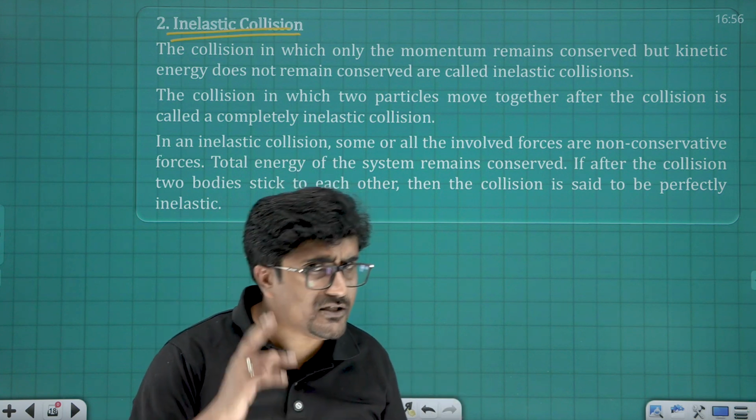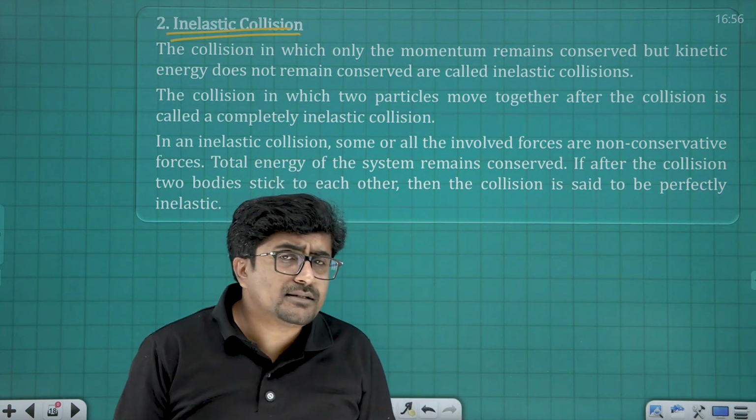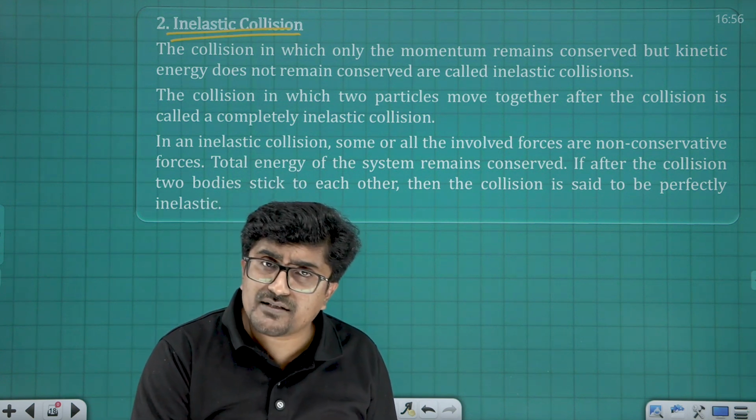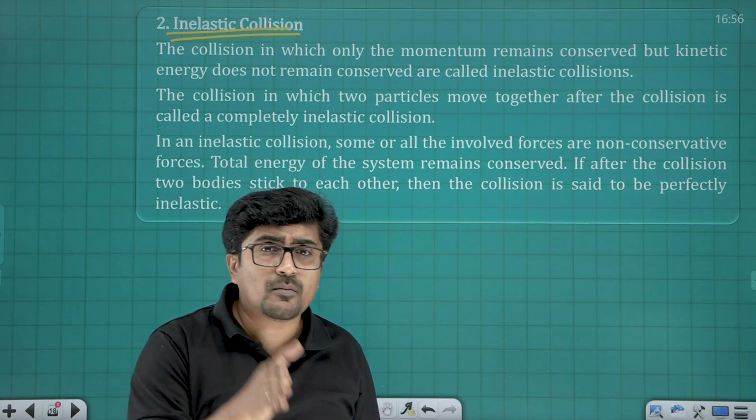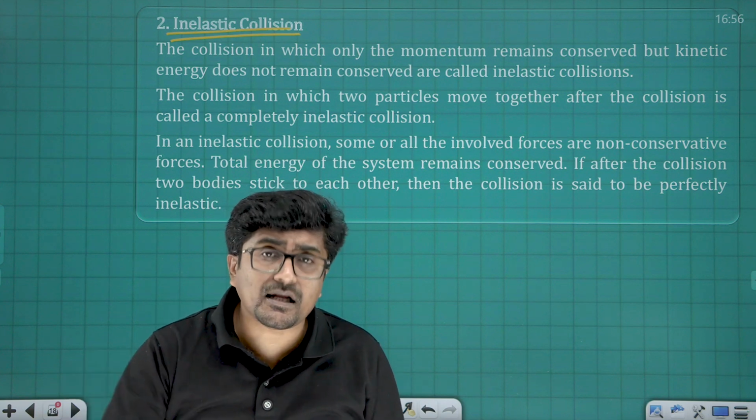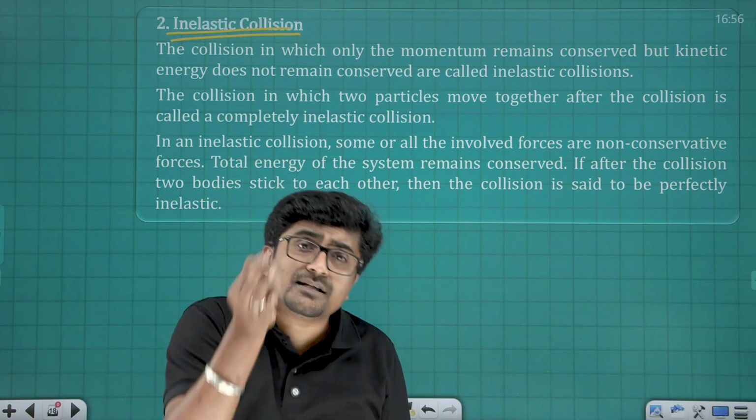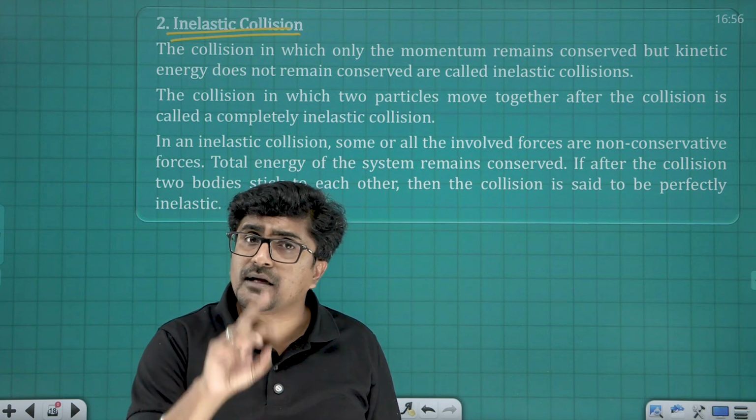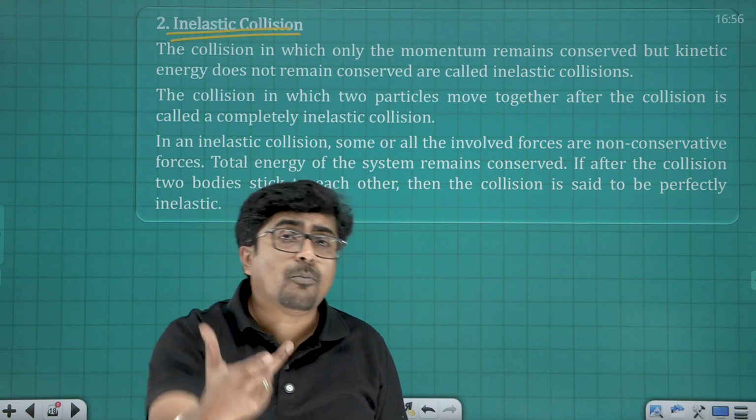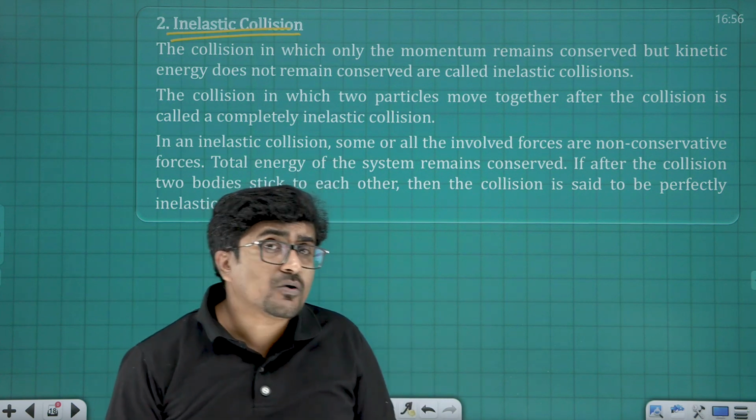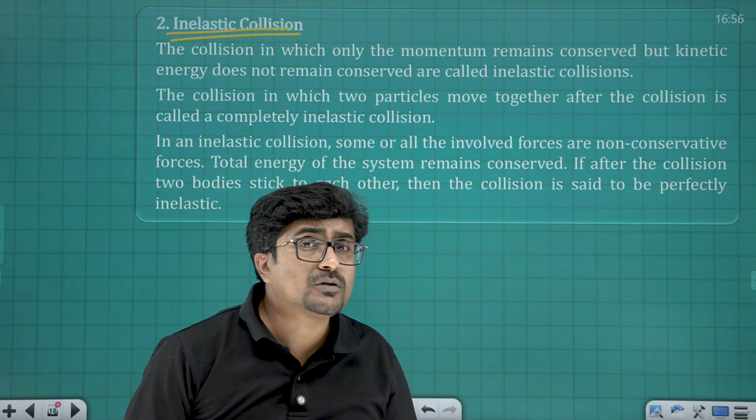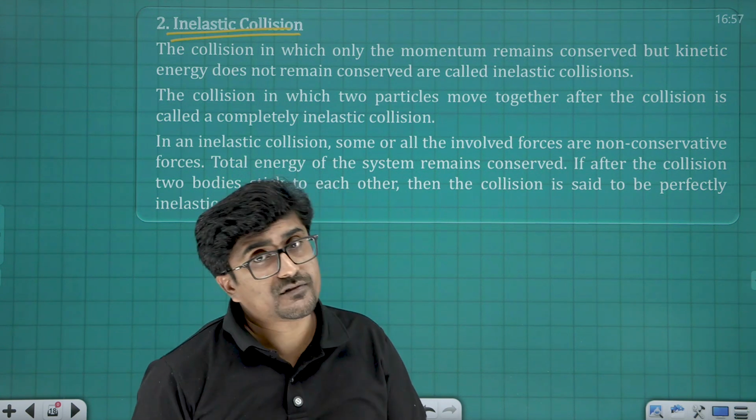So the classification is basically two, elastic and inelastic. In elastic collision, linear momentum and kinetic energy are conserved. In inelastic collision, kinetic energy is not conserved but linear momentum is conserved. And there itself we have one more category, perfectly inelastic collision. Here also kinetic energy is not conserved but linear momentum is conserved. But on top of that, after collision the bodies stick to each other, so the final velocity of both bodies is the same, a common velocity.